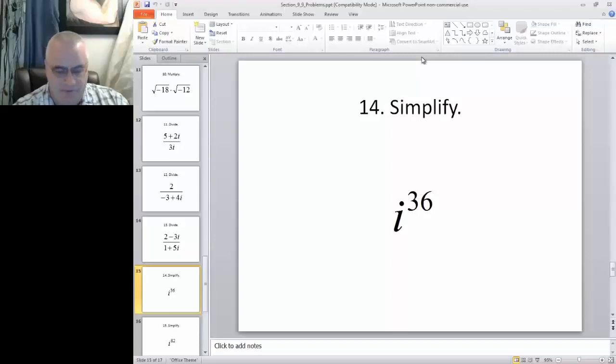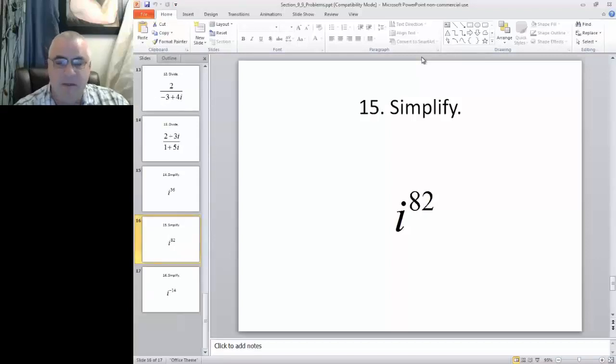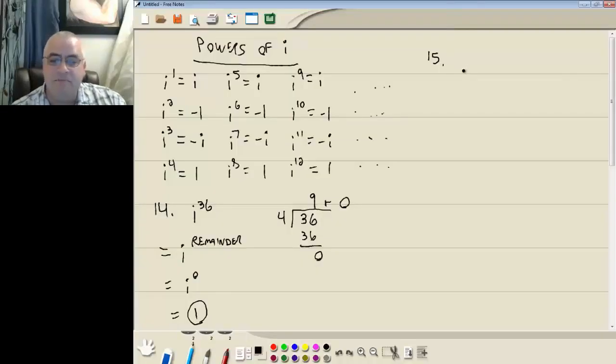Let's take a look at another example. Got i to the 82. Well, again, I don't want to continue this table out to 82, so let's divide by 4. 4 goes in 8 2 times. 2 times 4 is 8. Subtract that, it goes away. Bring the 2 down.